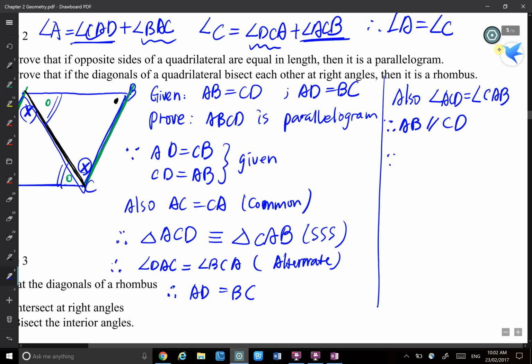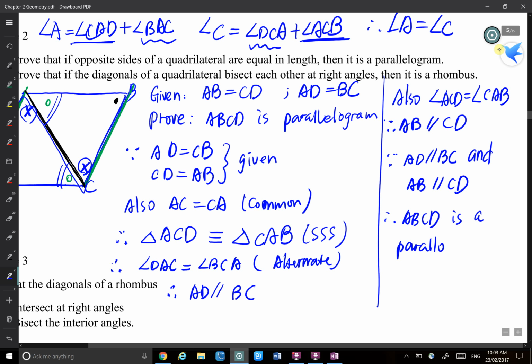Why do I want to do that? Because that's not equal, that's parallel. Because AD is parallel to BC and AB is parallel to CD, ABCD is a parallelogram.